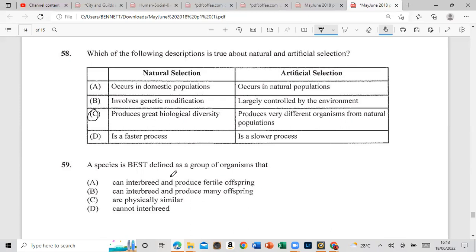All right, 59. A species is best defined as a group of organisms that A, can be interbred and produce fertile offspring, B, can be interbred and produce many offspring, or C, are physically similar, or D, cannot interbreed. A species best defined as a group of organisms that can interbreed and produce fertile offspring.